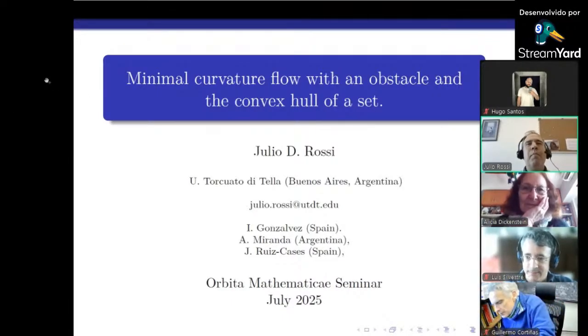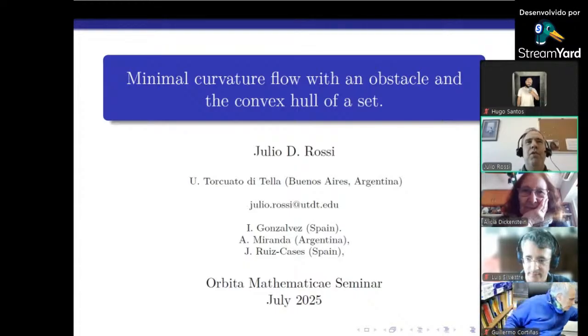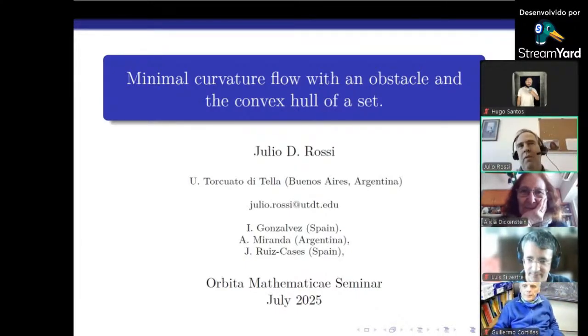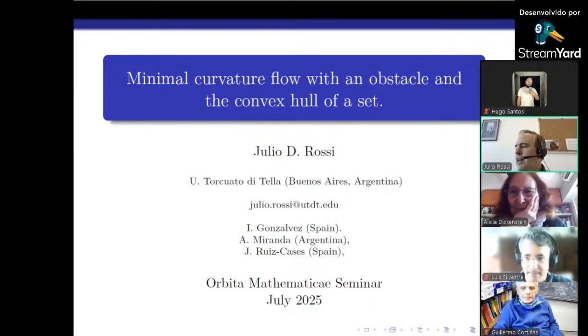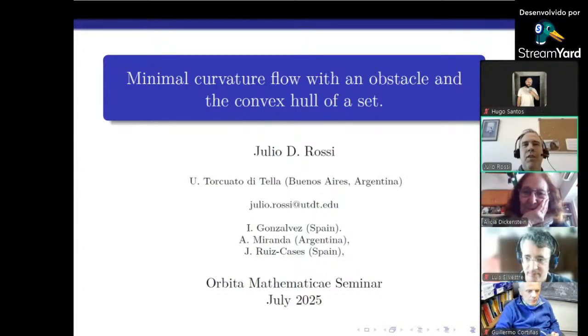We'll talk about the mean curvature flow, a geometric flow of a surface with an obstacle inside, and what is the relation of this flow with the convex hull of the obstacle, in fact. So this talk will be sort of informal, and I decided to talk for a general audience, thinking about people that are not completely familiar with partial differential equations or with geometry.